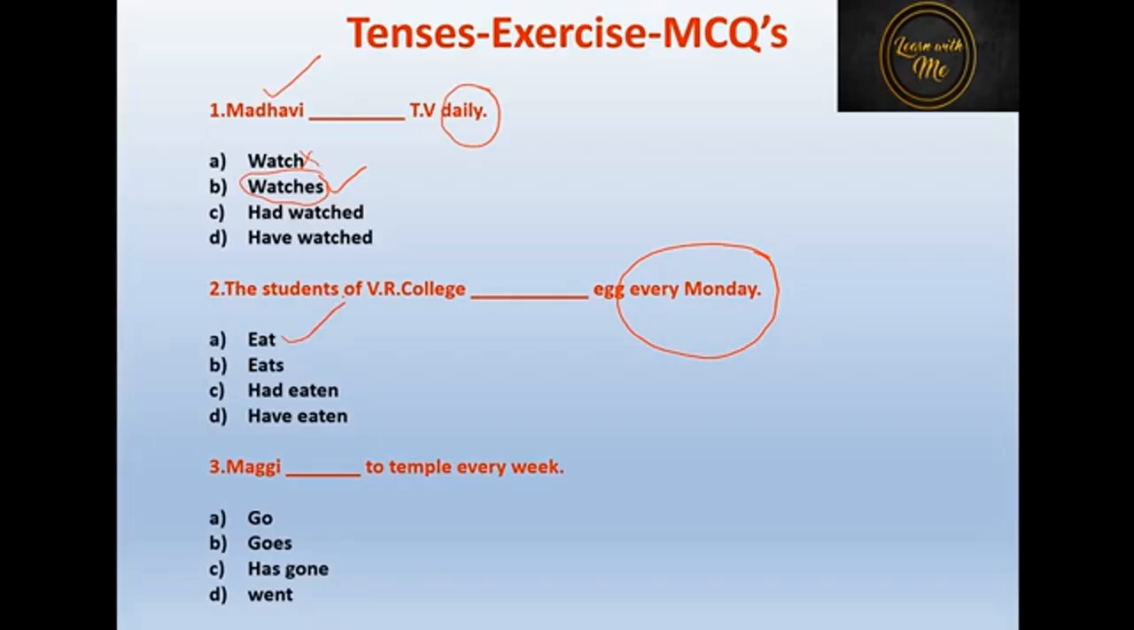Why only A? Why not B? Why eats is not correct? Because the subject, if you see here, this is third person plural. So that is the reason it takes a plural verb eat.